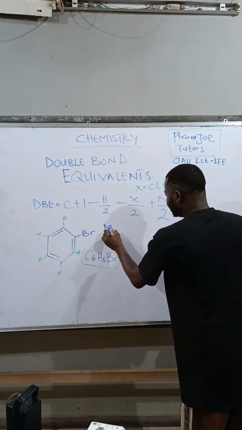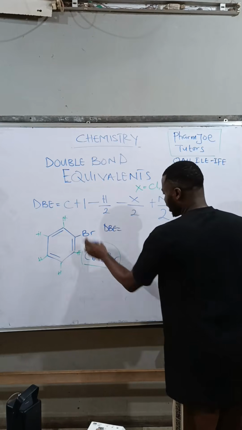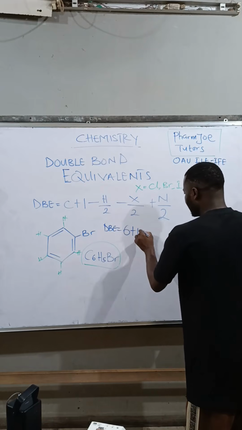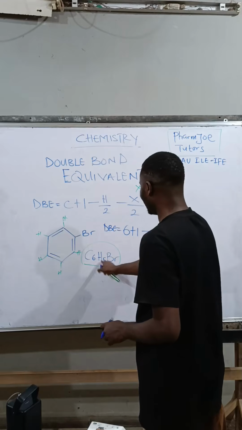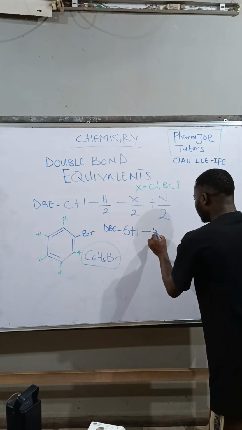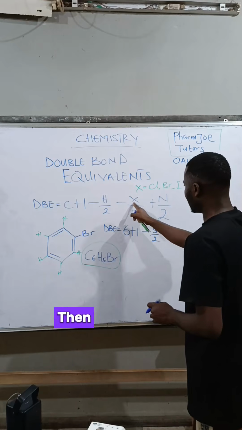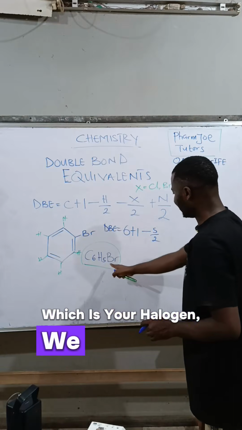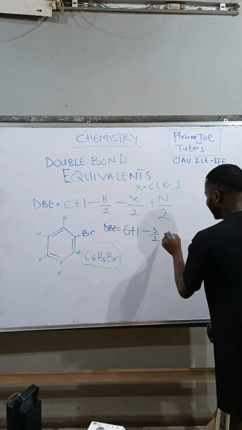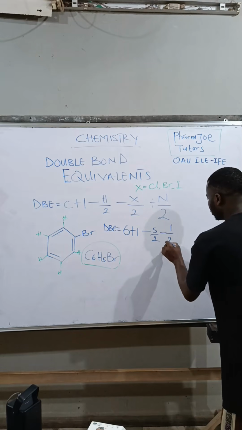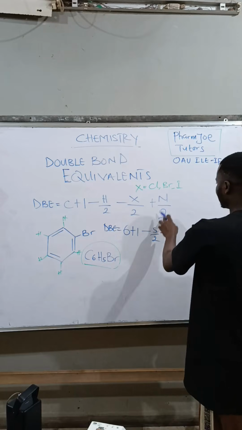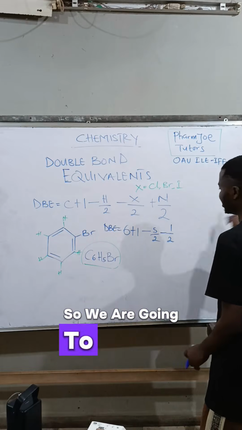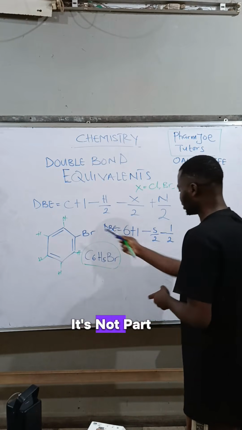Our DBE is equivalent to, what's the number of carbon we have? The number of carbon we have here is 6, plus 1, minus, how many hydrogen do we have here? We have 5. That will become 5 over 2. Then our X, which is your halogen, chlorine, bromine, or iodine, we have 1 bromine here, which is minus 1 over 2, then plus n over 2. Since we do not have nitrogen here, we are going to omit it as if it's not part of what we are doing.